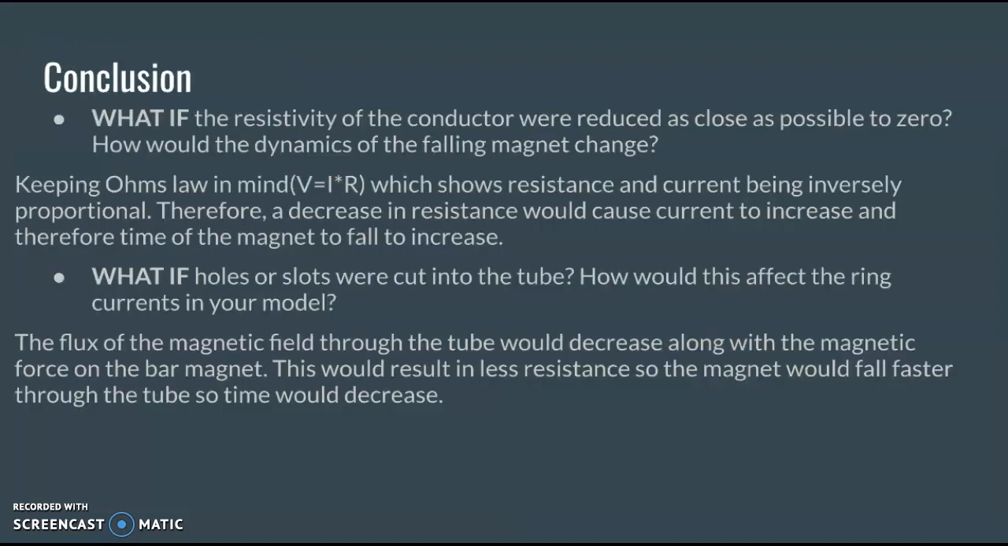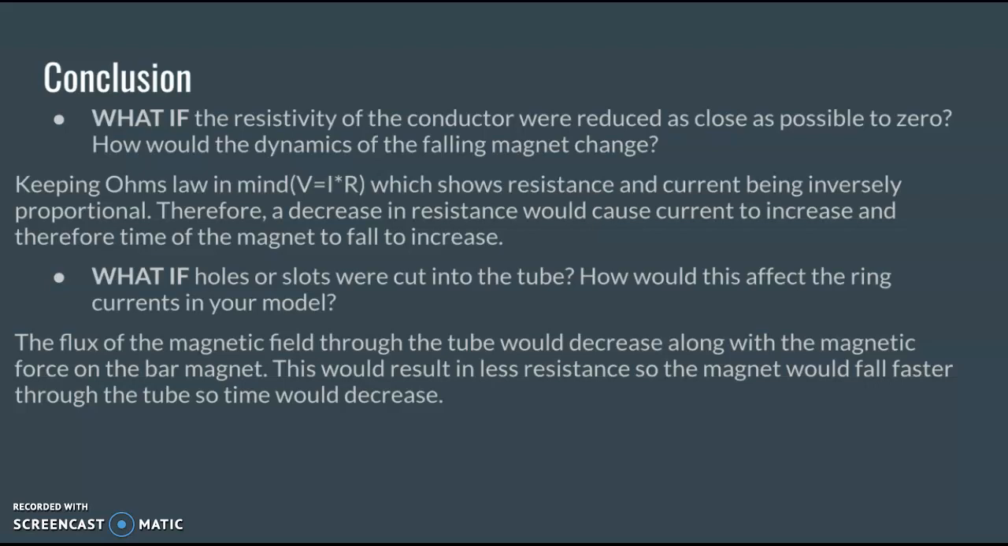And some conclusion questions. What if the resistivity of the conductor were reduced as close as possible to 0? How would the dynamics of the falling magnet change? Keeping Ohm's law in line, which is V equals I times R, this shows that resistance and current are inversely proportional to each other. So a decrease in resistance would cause current to increase, and therefore an increase in current would increase the time it takes for the magnet to fall through the tube.